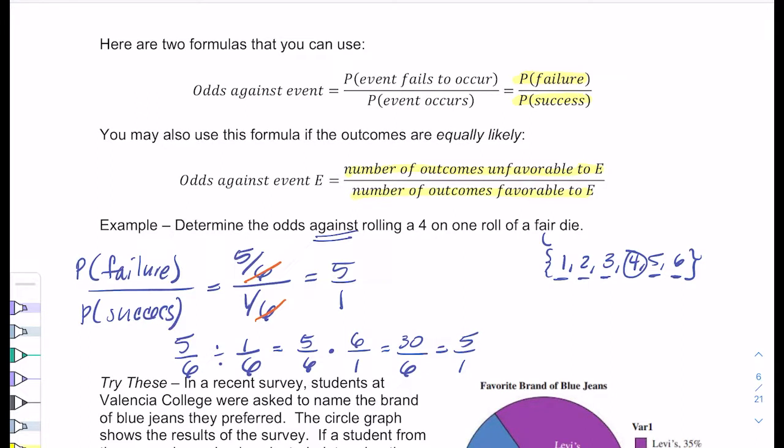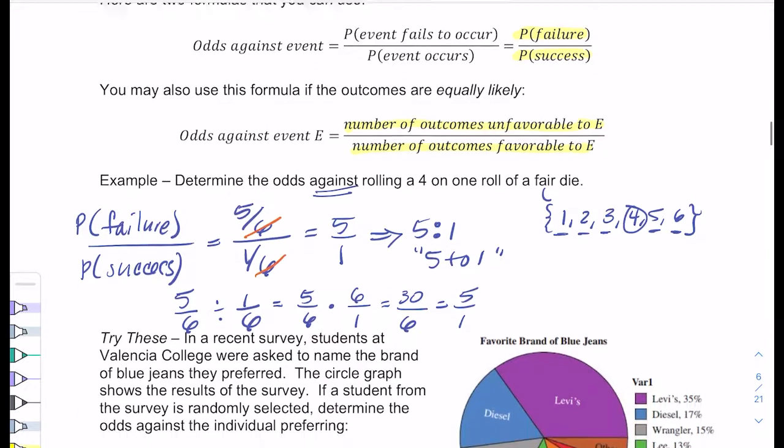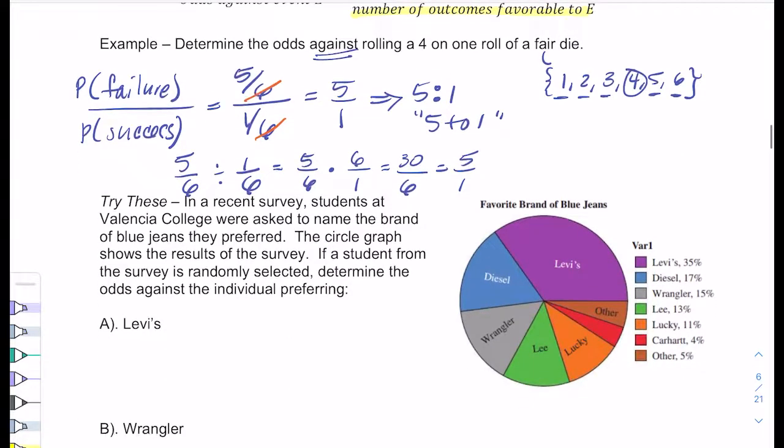We usually write odds not as a fraction, but using this notation, and we read that as 5 to 1. So it's 5 to 1 odds against rolling a 4. And that makes sense. There are 5 numbers that are not 4, and then there's one that is. So the odds of not rolling a 4 are a lot stronger than the odds of rolling a 4. We're going to look at odds in favor of it as well.